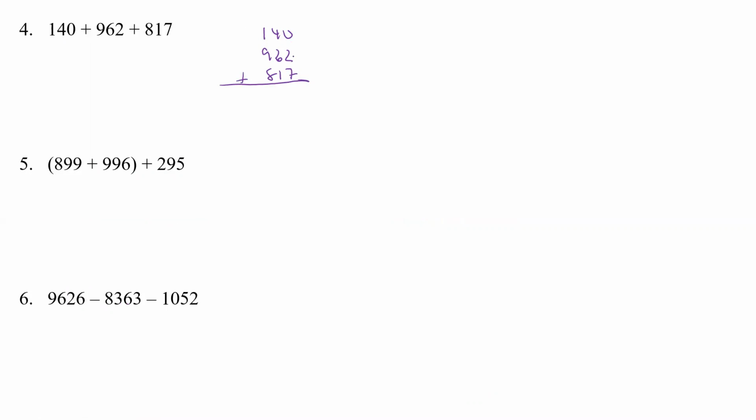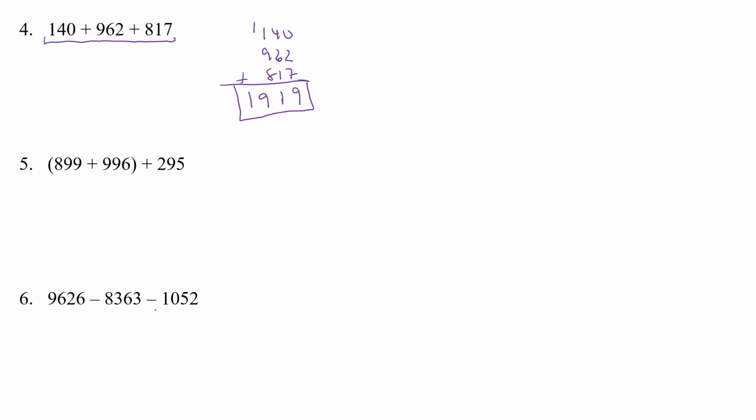So we start with the right column. 7 plus 2, that's 9. I don't have to carry. 6 plus 4 is 10, plus 1 is 11, so I'll have a 1 here, and I'll carry a 1. 9 plus 1 is 10, and then 1 plus 8 is 9, so that's 19. And so it looks like my solution here will be 1,919, adding those three numbers together.